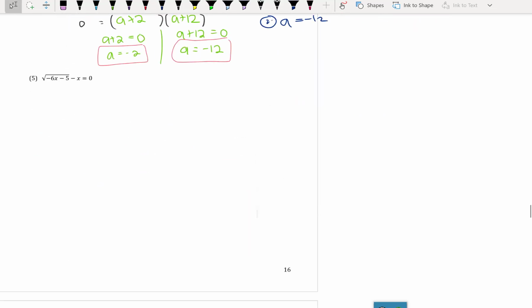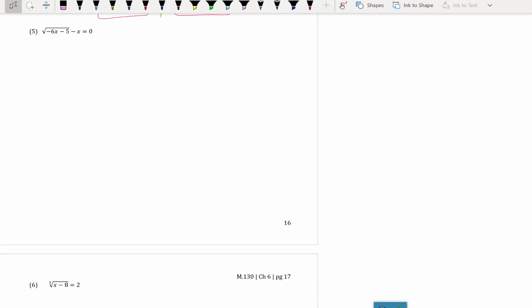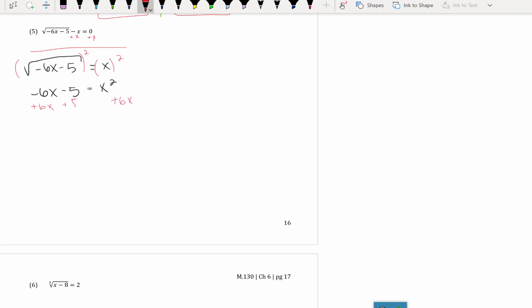Now let's look at number 5. The first thing I want to do is add x to both sides. So the square root of negative 6x minus 5 is equal to a positive x. Now I want to square both sides. So negative 6x minus 5 is equal to x squared. Now I'm going to add 6x to both sides and add 5 to both sides since I want this side to equal 0. So I have x squared plus 6x plus 5.